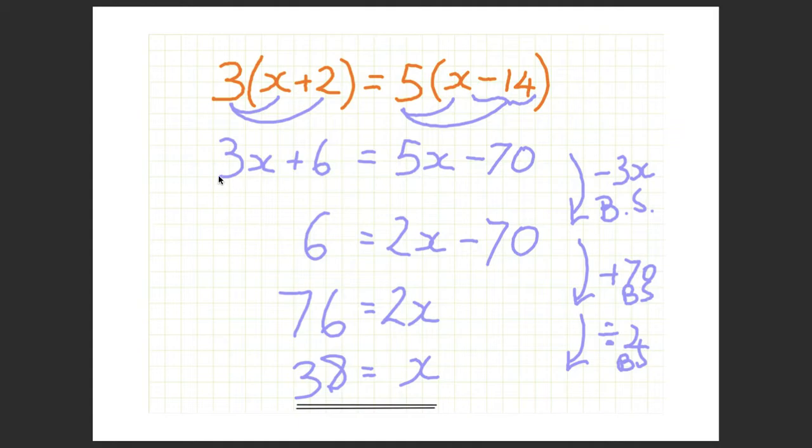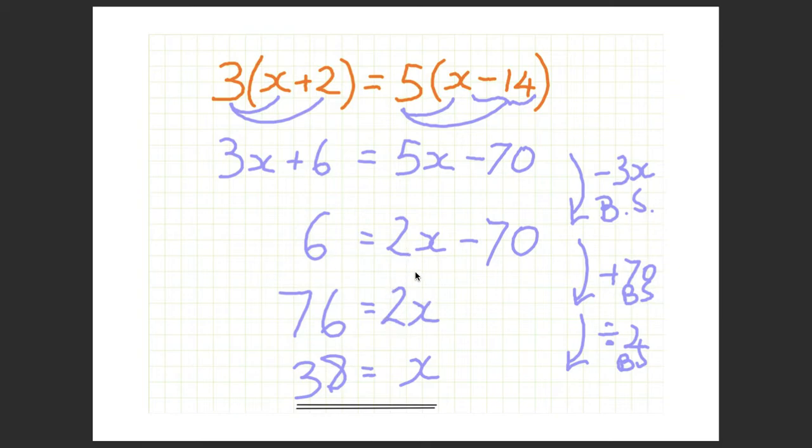I don't like the fact that there are x's on both sides. 3x is here, 5x is here. So I want to take away as much x as I possibly can from both sides, which is to take away 3 x's from both sides, so that I've got no x's left on the left, and I've just got the 6 on its own. But then, having taken away 3 x's, the other side to maintain the balance, I get 2x minus 70. So 6 equals 2x minus 70.